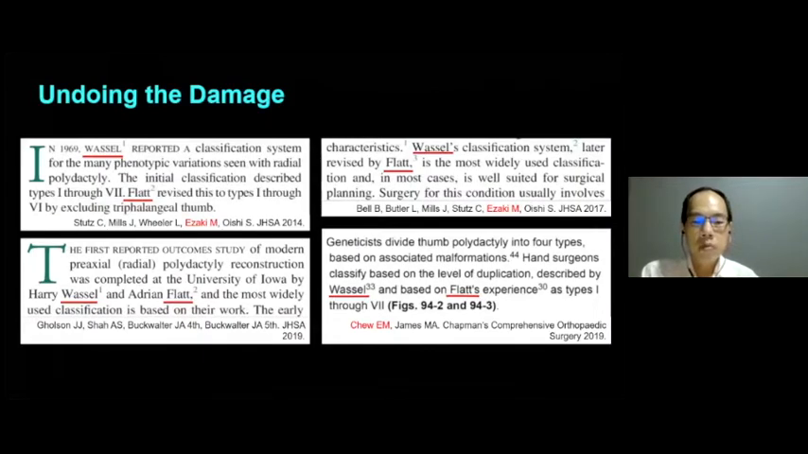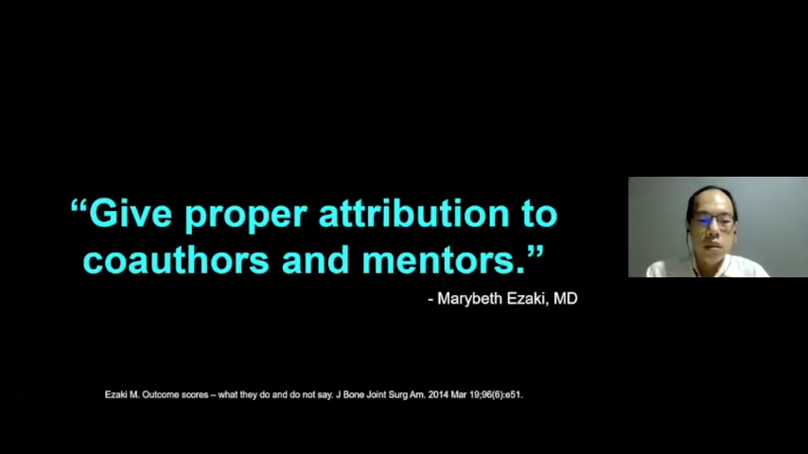Right about the time of my fellowship, there was an increasing move in the United States to use Flatt's name in describing types 1 to 6. Undoing the damage required using the same vehicle that caused it: publications. So it became very trendy to mention both Wassel and Flatt in the same sentence, if not the same paragraph. So I learned that I must give proper attribution to co-authors and mentors.